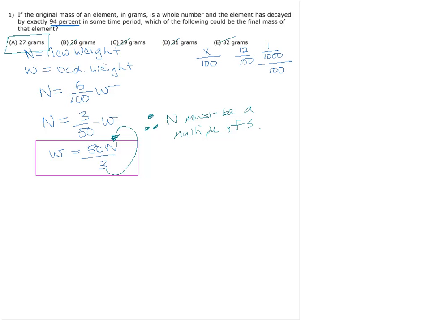Okay? Now, this question always sort of makes me scratch my head because you say to yourself, well, couldn't anything decay by 94%, so couldn't any of the answers be valid? And the answer is no. Mathematically, we see that all of the answers are not valid. Okay, so don't ever judge a book by its cover.